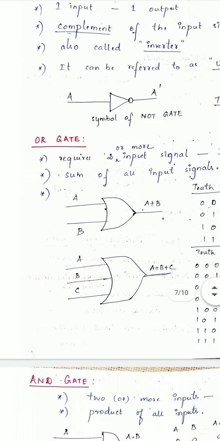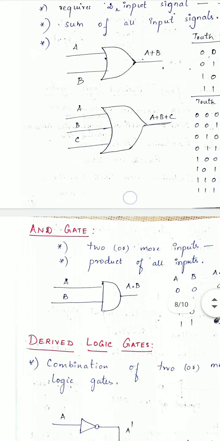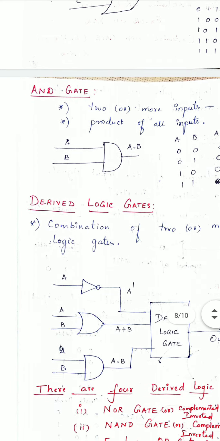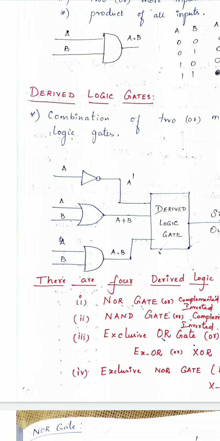Similarly, OR, look at the symbol, just recall the symbol and the expression A plus B, and the AND symbol, and also look at the expression A dot B. So this is what is called as basic gates.